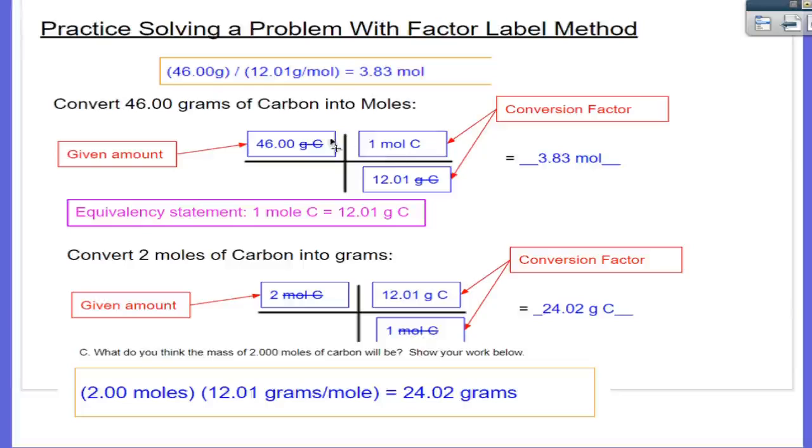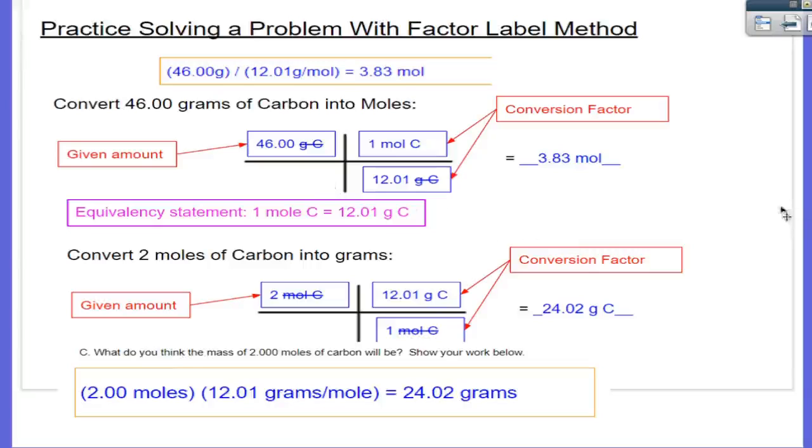So here I have 46 grams times 1 mole. So that gives me 46 mole grams. Then I divide it by 12.01 grams. So my grams cancel out. And I really, at that point, have 46 moles divided by 12.01, which gives me that same answer of 3.38 moles. Notice, I'm doing the same math I did here, but I've just reorganized it slightly.